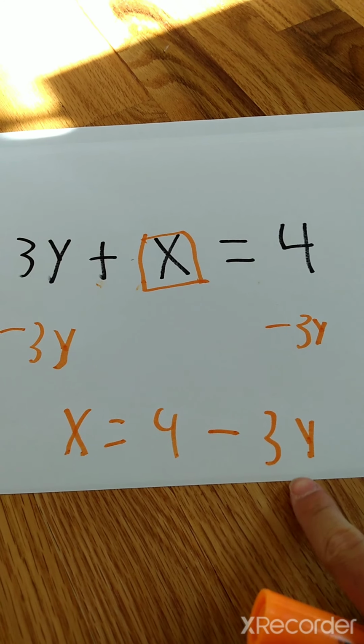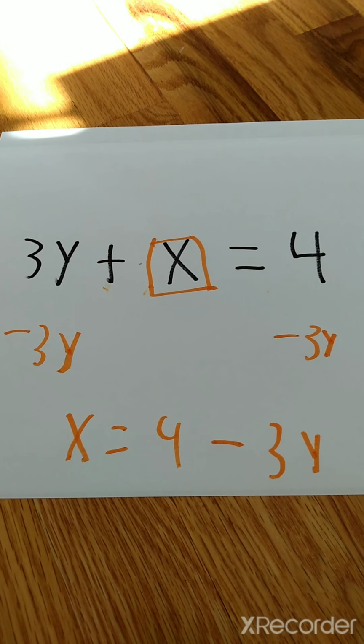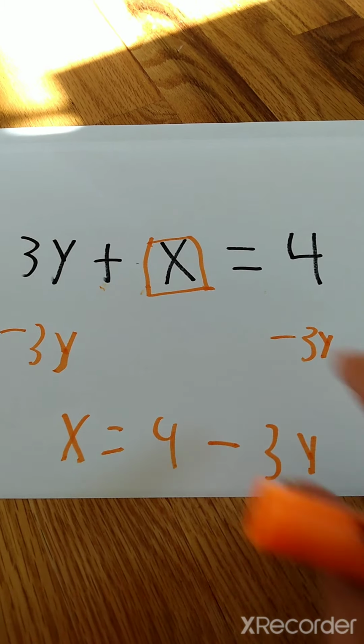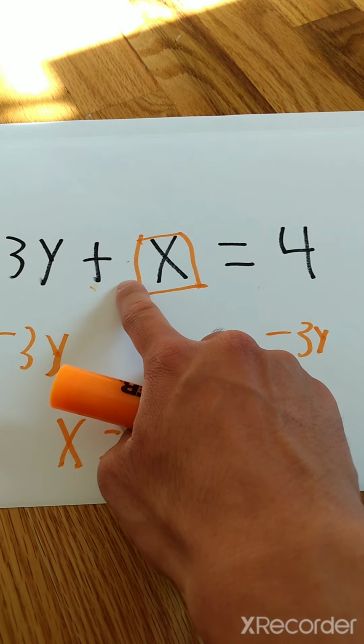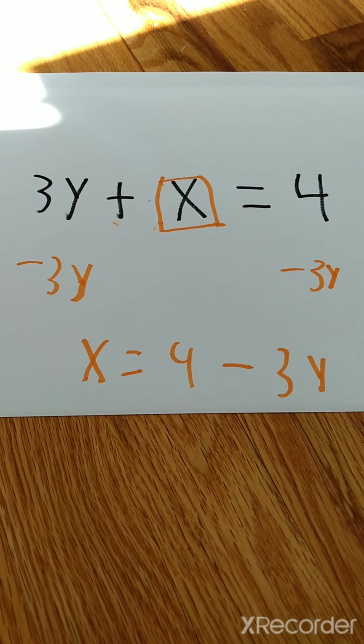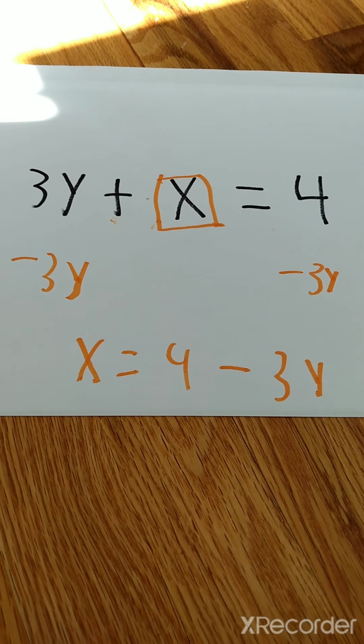This is now isolated. It is easy to isolate a variable when it's a smaller coefficient or no coefficient in front of it. I hope this video has helped you.